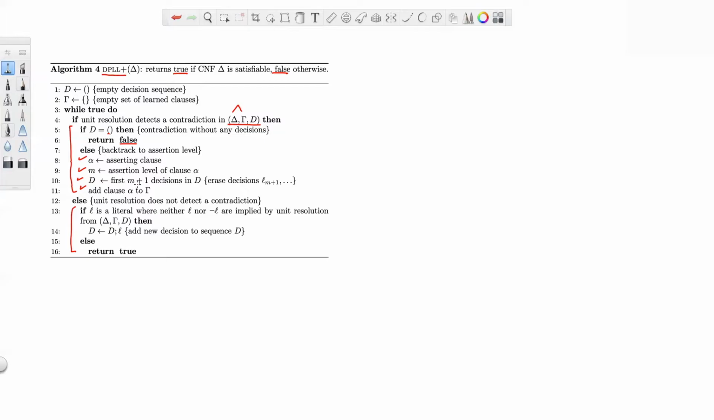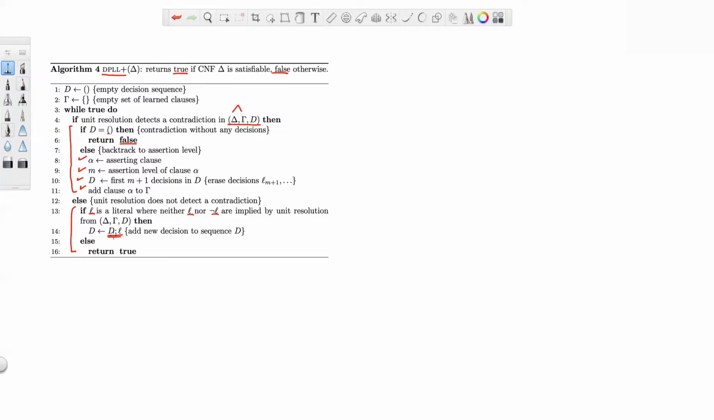Otherwise, if there is no conflict, that is, unit resolution did not detect a contradiction, what do I do? I just make another decision. So I try to find a literal where neither it nor its negation is implied, and then I will add it. So I just made another decision and just repeat.